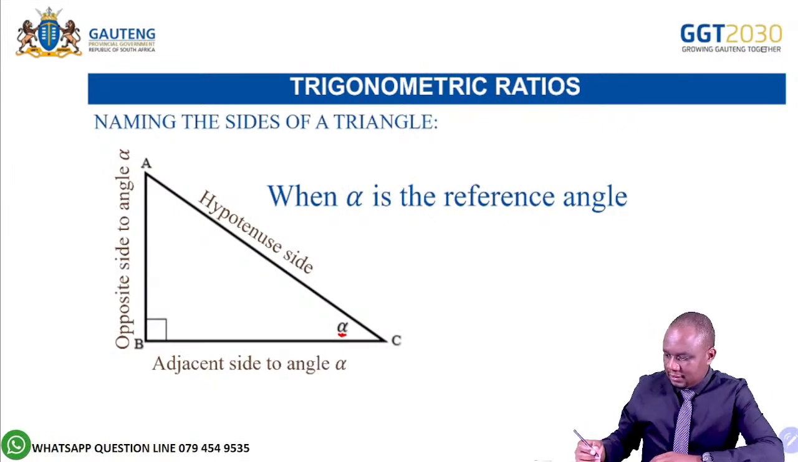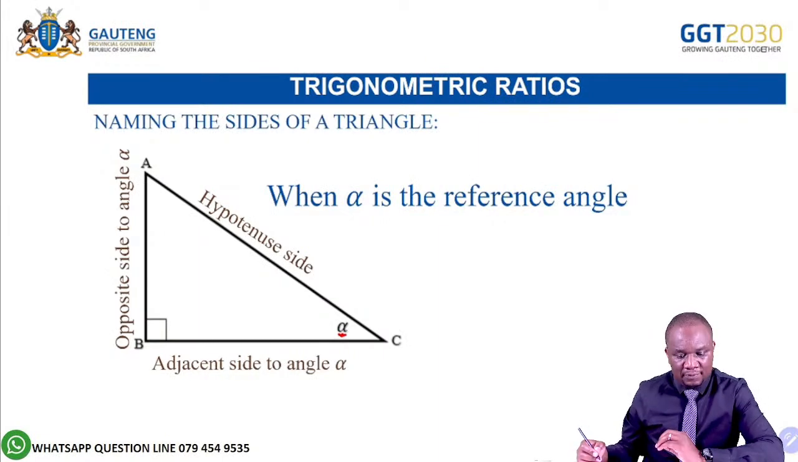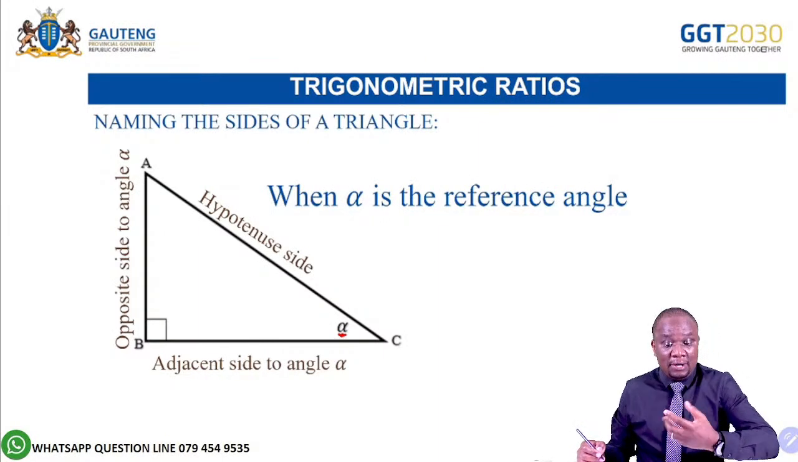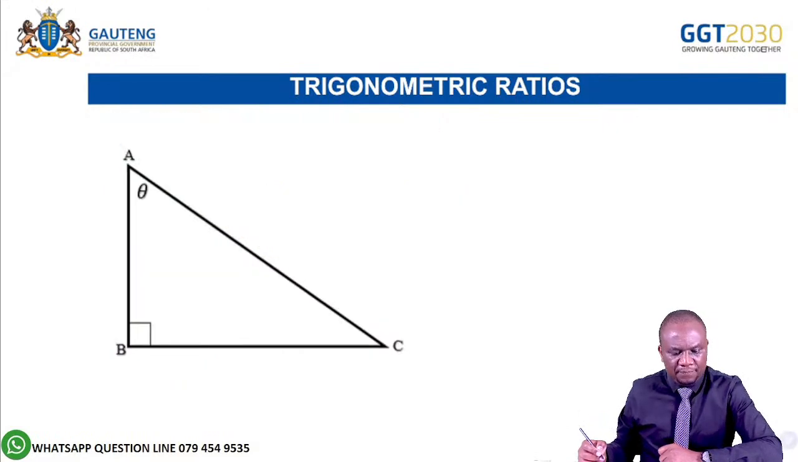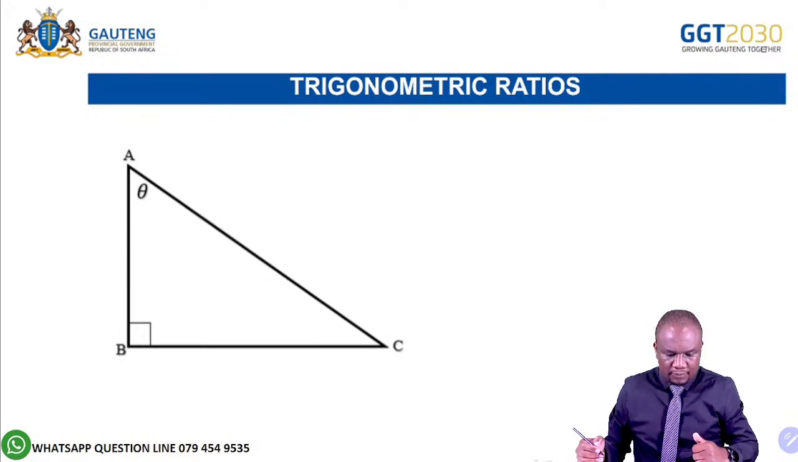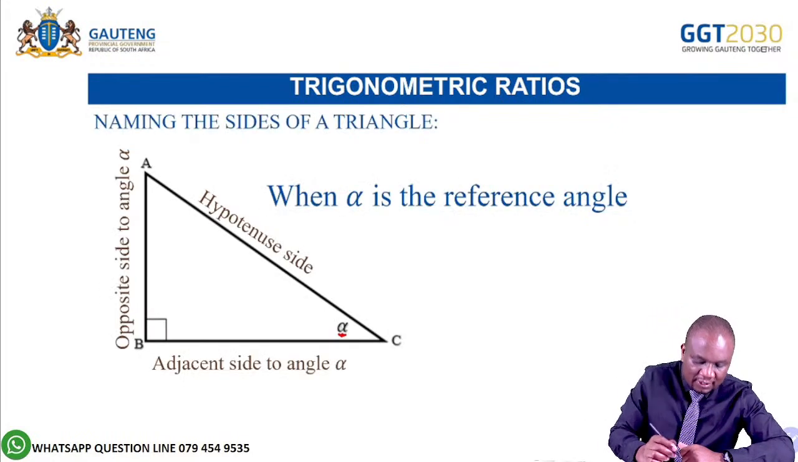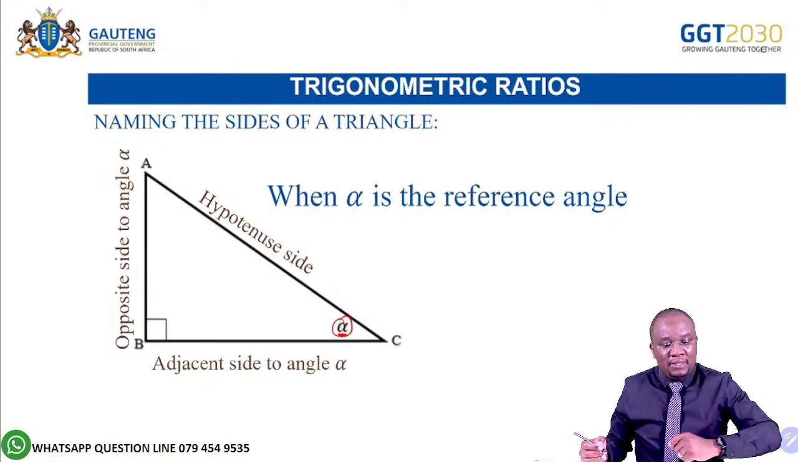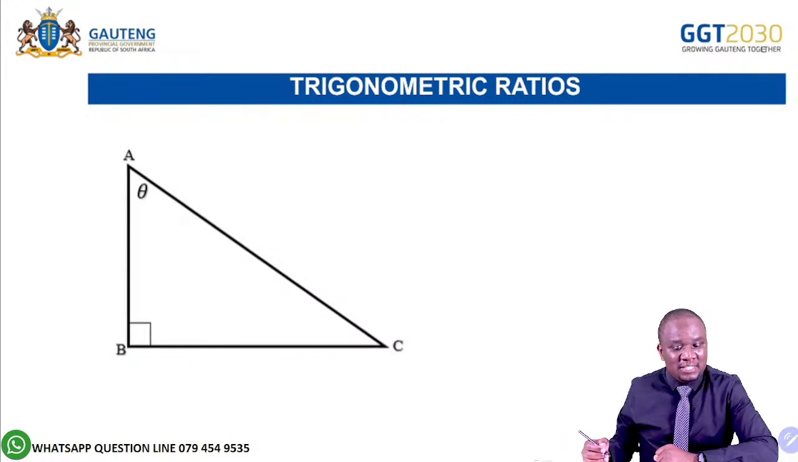Right, welcome back, Grade 10s. Let's see the next diagram. Now, when the reference angle is another angle, let's say angle beta or angle theta. I've used theta, sorry for that. You see, the previous one was our reference angle. Now this is the same diagram, but now I've used angle theta as the reference angle.